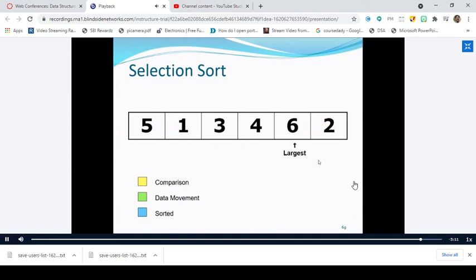Now what you have to do? We have to swap this 6 with the last element. Therefore, we have swapped 6 and 2. Right. Now at this point, the 6 has occupied the correct position, so nothing to consider. 6 should not be considered for the other iteration, right? Now you go with the subarray 5, 1, 3, 4, and 2.